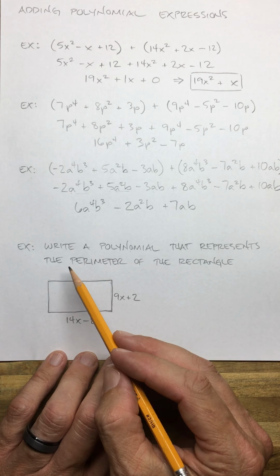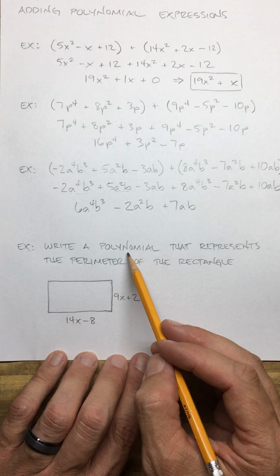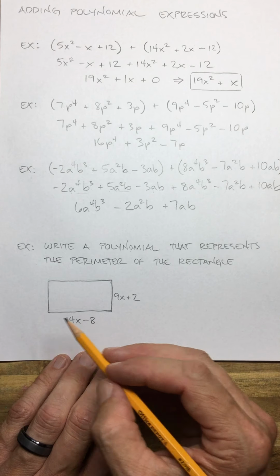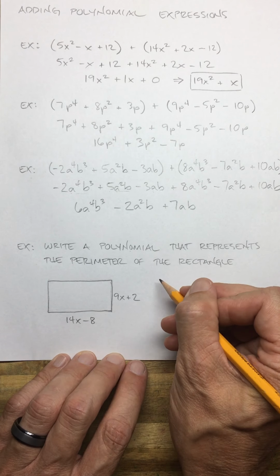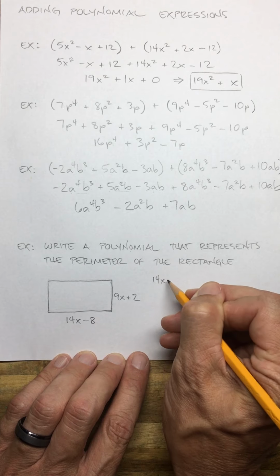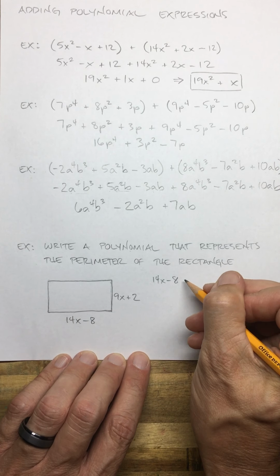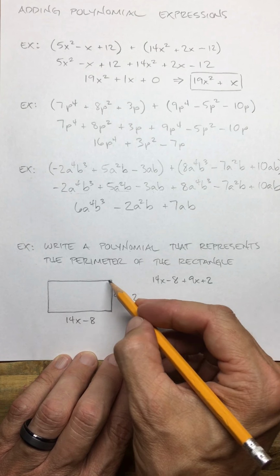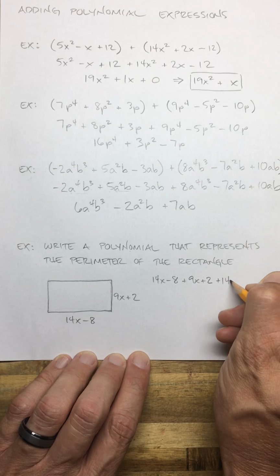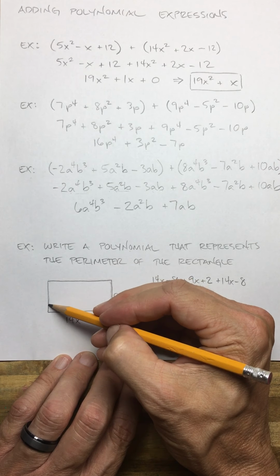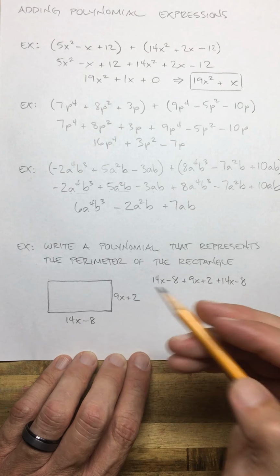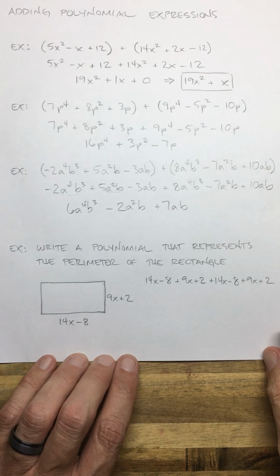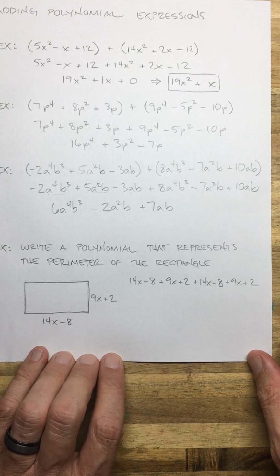If we're going to find the perimeter, okay, we want to write a polynomial that represents the perimeter of that rectangle, we have to add all the sides. So we add the distances. So that's going to be 14x minus 8. So I'll write that. 14x minus 8 plus 9x plus 2, plus this distance, that's 14x minus 8. So plus 14x minus 8. And then plus this distance. We go around the entire rectangle. So that's 9x plus 2. So plus 9x plus 2. Okay? And now all we have to do is combine like terms and we're done.